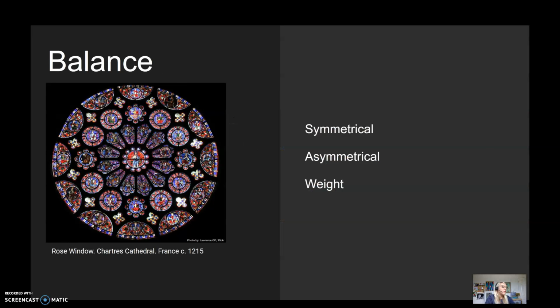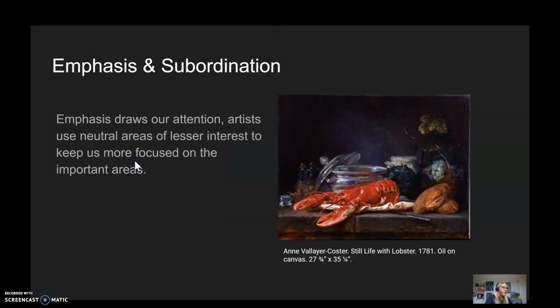Then the next principle of design is balance. So we have a few different types here, symmetrical, asymmetrical, and we want to talk about weight in an artwork. So if we look at this rose window, we can tell that it has a symmetrical balance. It's also a radial balance because it's all balanced around a center point of a circle.